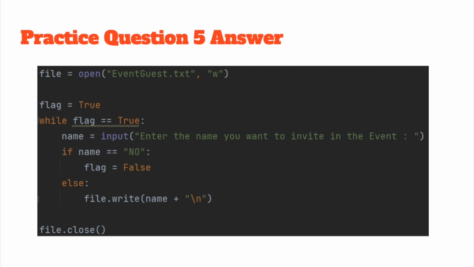Else we write name plus \n, which is a string, to concatenate that with whatever the user's input, and that's written to the file. Outside the loop, we're going to close the file so no one else has access to it. So that's basically what the code is. Hopefully you got something similar to this. If you haven't, pause the video, study it, code it, test it, and then continue.